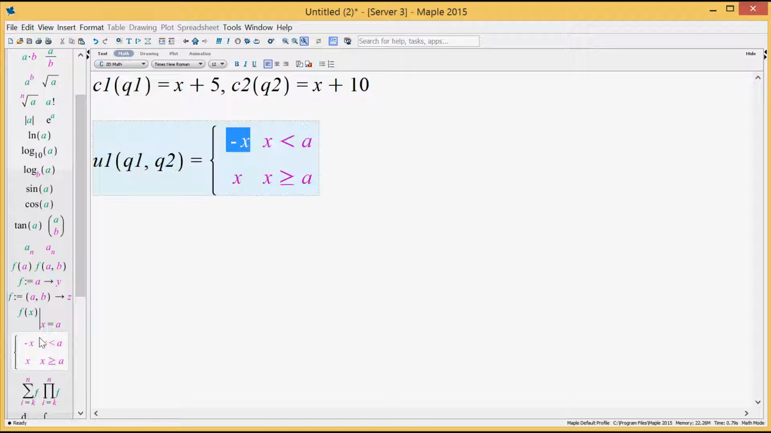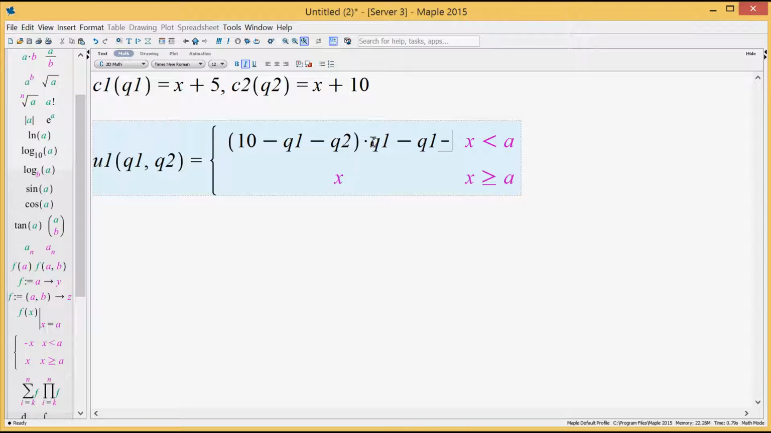This is a piecewise function, so let's do it this way. It's (10 minus Q1), and I'm sorry, I don't want to type the subscript because it makes the computation confusing, multiplied by Q1, minus Q1, and minus 5. This happens if Q1 is strictly larger than 0, and it's just 0 if Q1 is equal to 0. So those are the two pieces.